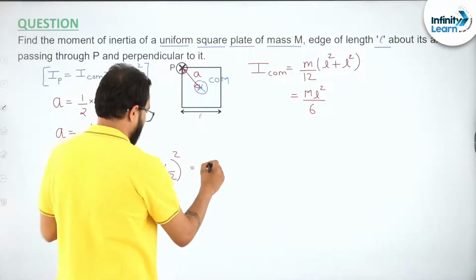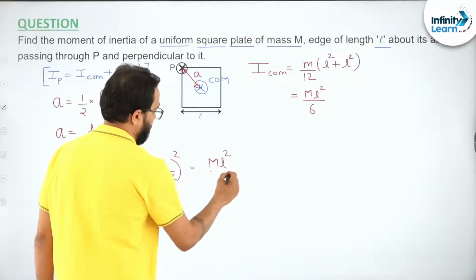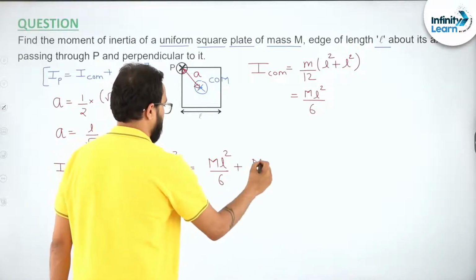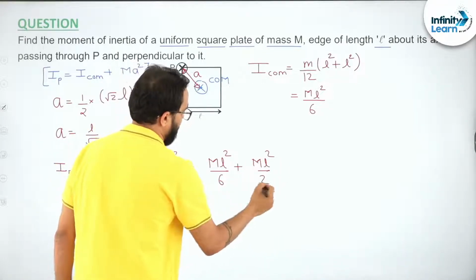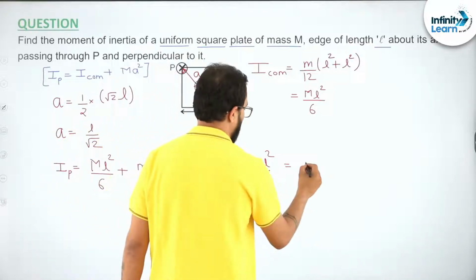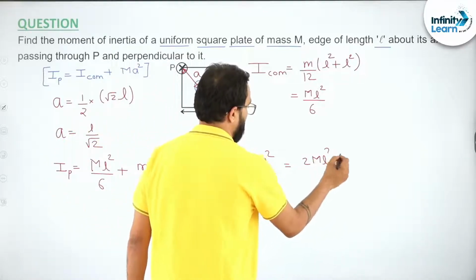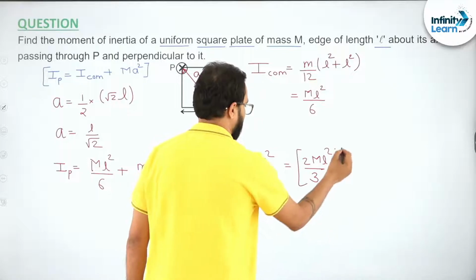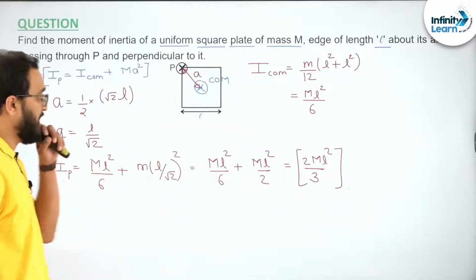So it will become ml square by 6 plus ml square by 2, 3 plus 1, 4. So it will become 2 ml square by 3. I suppose this is the right answer.